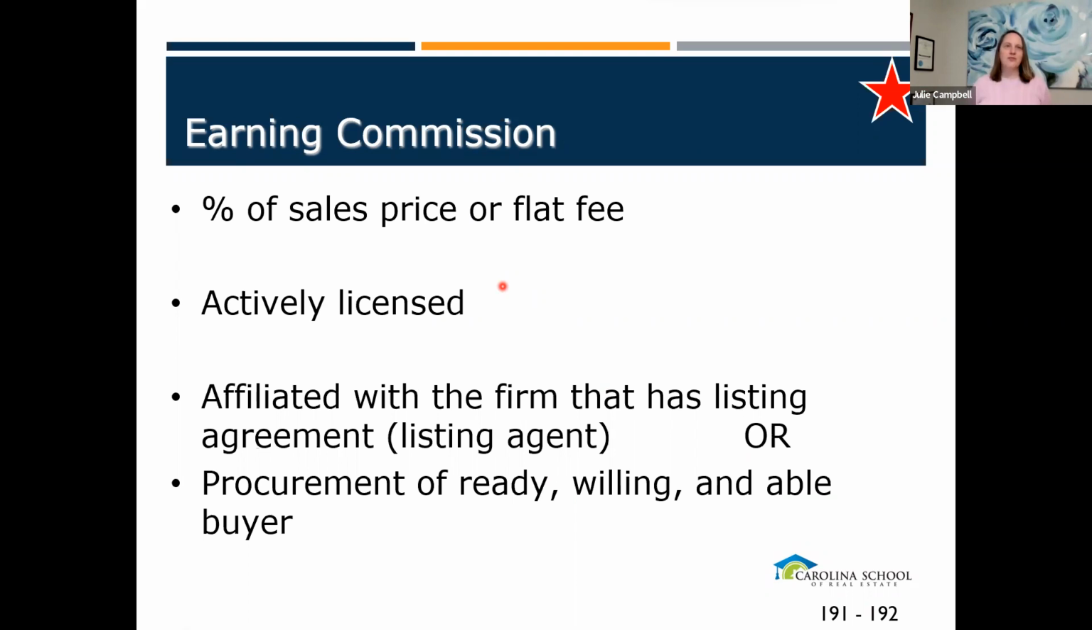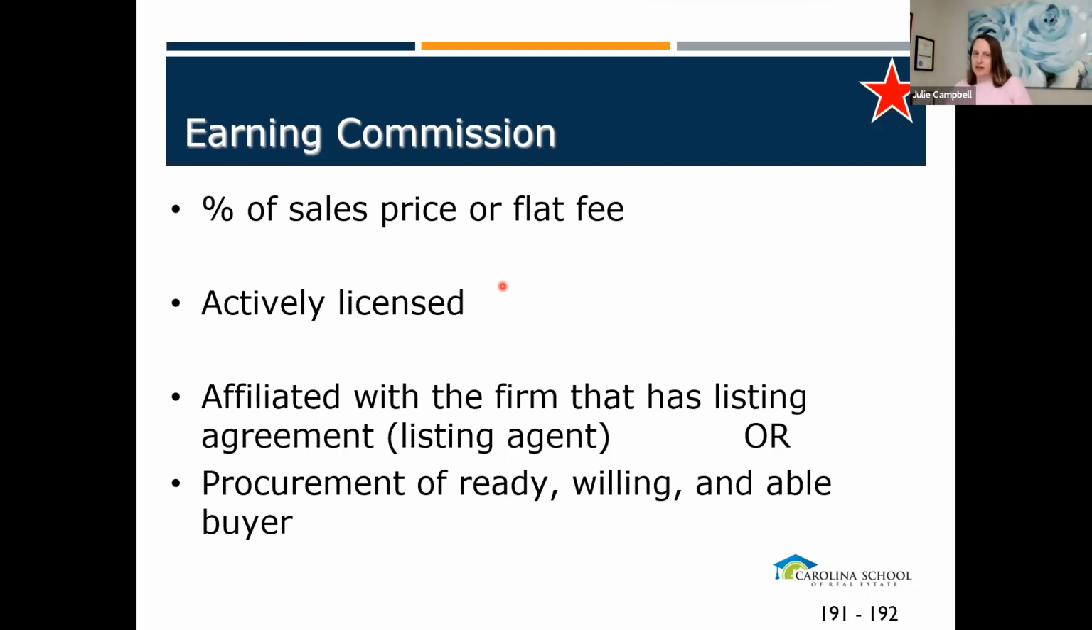It is the firm's commission. The firm shares their commission with you. How much do they share with you? It depends on their company policy and your independent contractor agreement. Again, compare a couple. Talk to two or three so you have something to compare and contrast. They're all different.